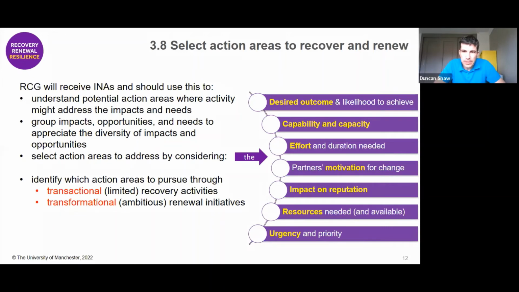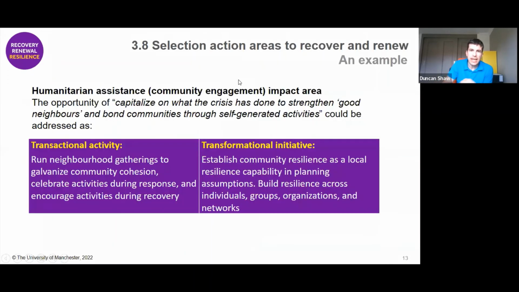Everything through to what's our capability, the capacity, what's the effort needed, what's our motivation for change on these particular issues? What's the impact on this if we don't undo the negative impact? And so the impact on our reputation, and how much resource do we need to invest in this? But what is the urgency? What do we need to do now, and what might be left for a later priority? But it's all about trying to understand these areas that we might want to start putting additional effort into for recovery and for renewal. But here's an example David can take us through.